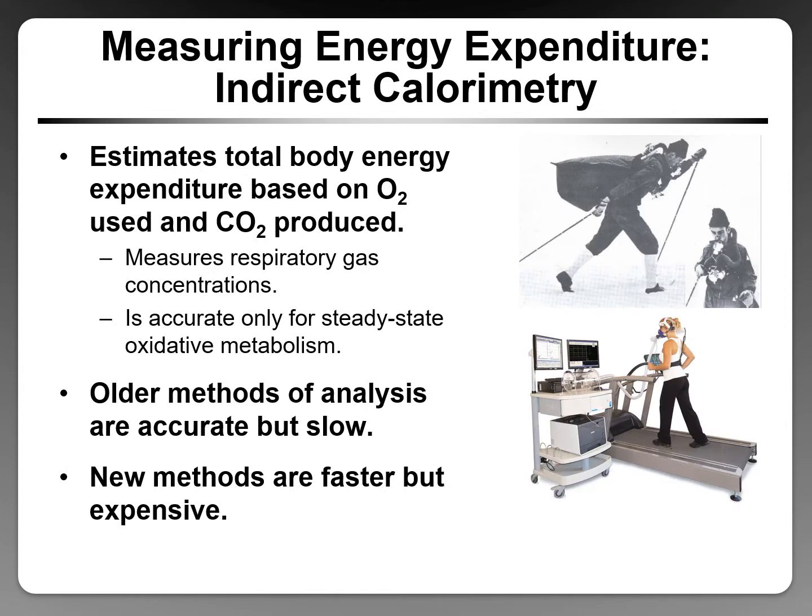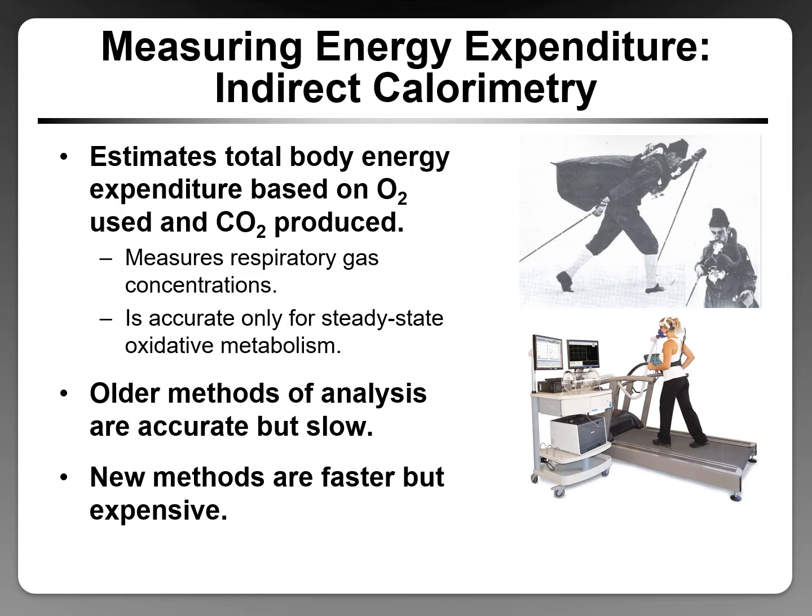This means that in exercise studies and physical activity studies, we tend to use indirect calorimetry. This means we're going to estimate the total body energy used as opposed to directly measuring it. And we do this based on oxygen used and CO2 produced, by measuring respiratory gas concentrations. This works fairly well, but it is the most accurate for steady state oxidative metabolism. This means a steady state of exercise.